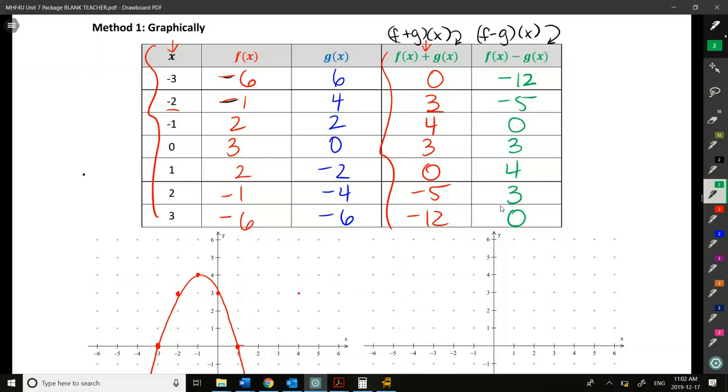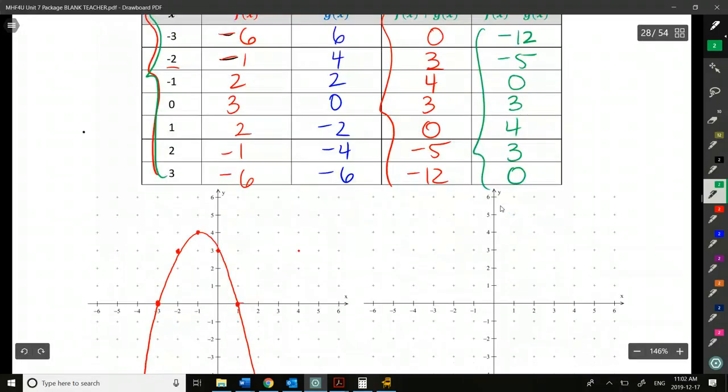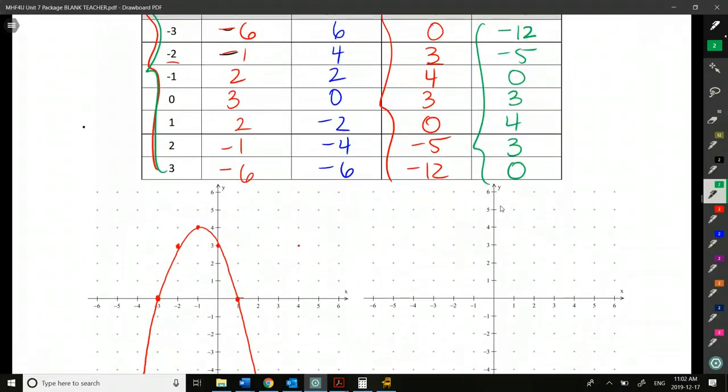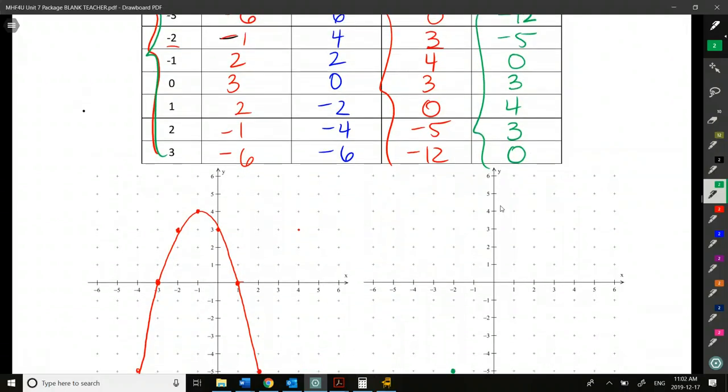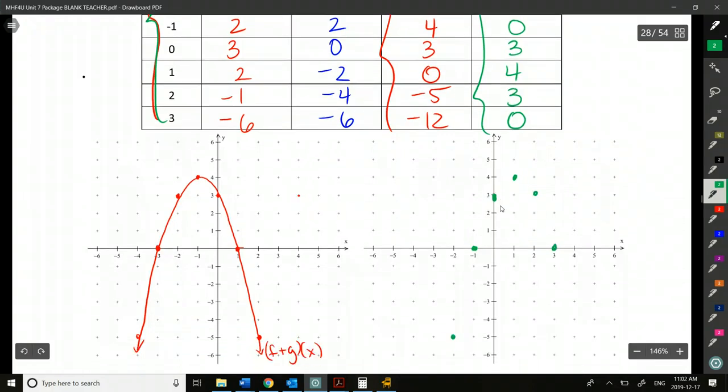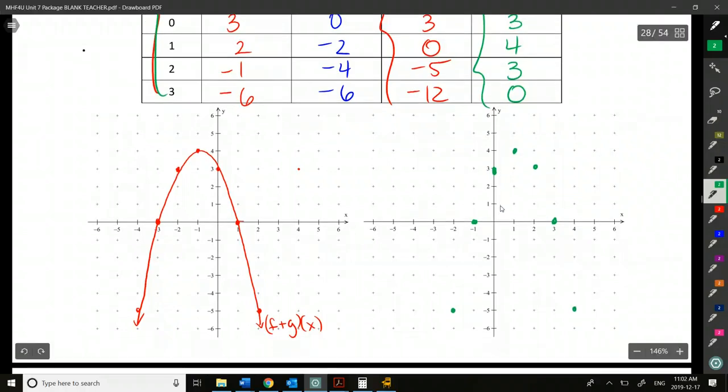So using these as our x coordinates again, we're now going to graph these on the second graph here. So we're going to graph, well, -3, -12. So we'll do -2, -5. We will do -1, 0, 0, 3, 1, 4, 2, 3, 3, 0. And my guess is that we have a reflected point over here at 4, -5 as well.